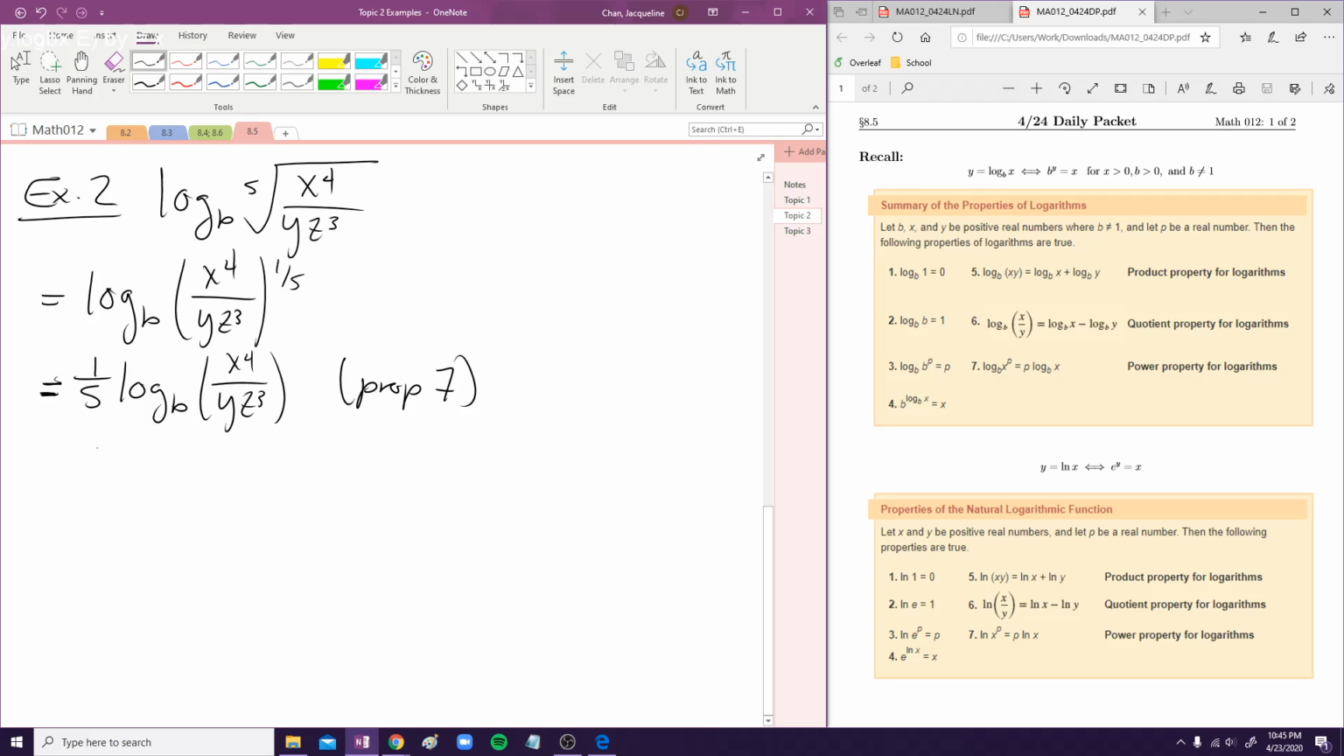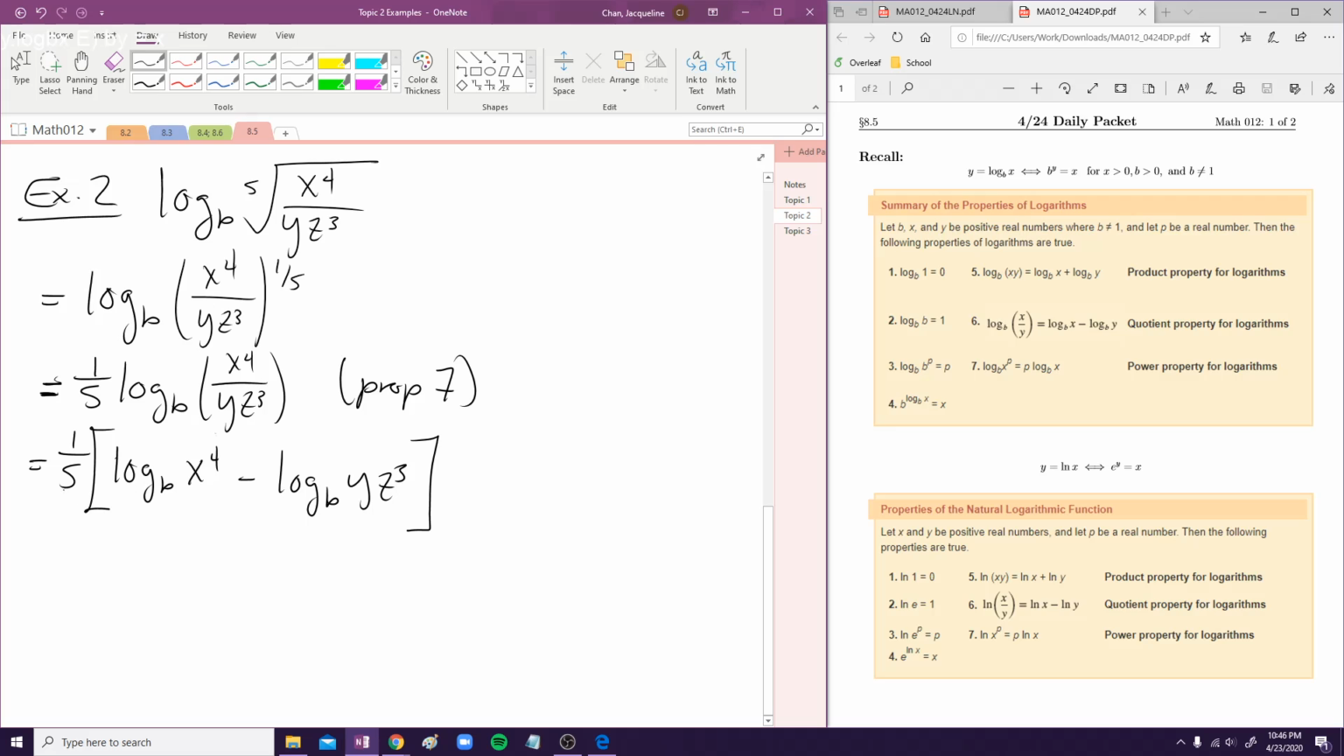Now, again, I notice this division. So one thing about this 1/5 is this 1/5 is for every logarithm. So make sure you have parentheses. So I'm going to use the quotient property. So this becomes log base b of x to the 4th minus log base b of yz cubed. We want to put parentheses here because if we just put the 1/5, it would just be on this first term. But that's not true because the 1/5 is also attached to the second term.